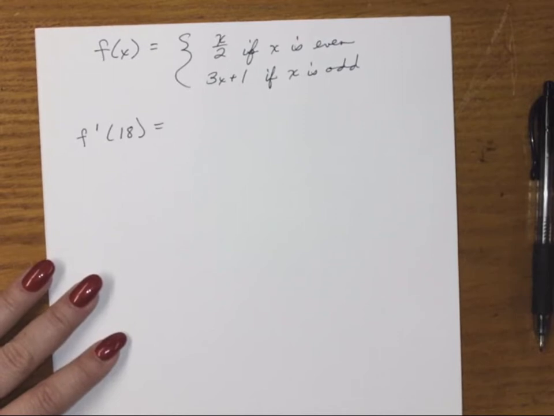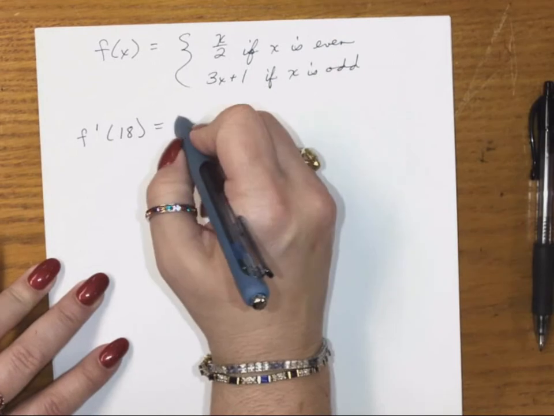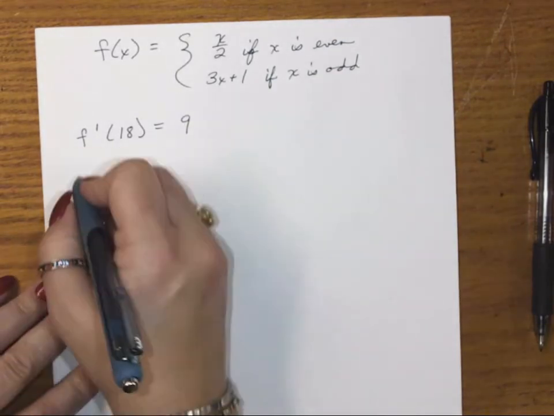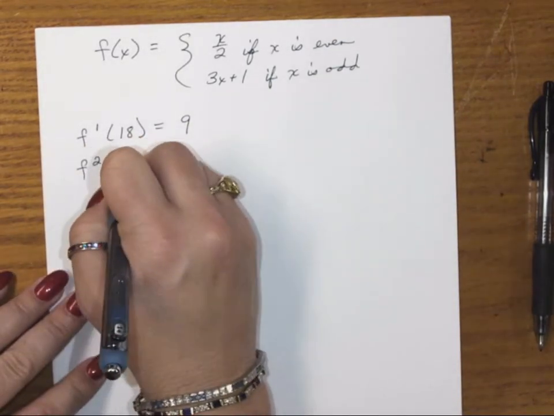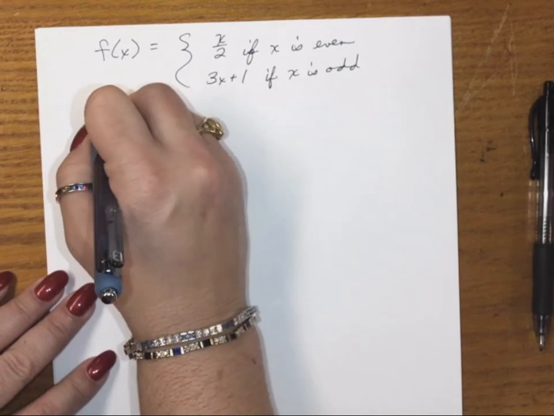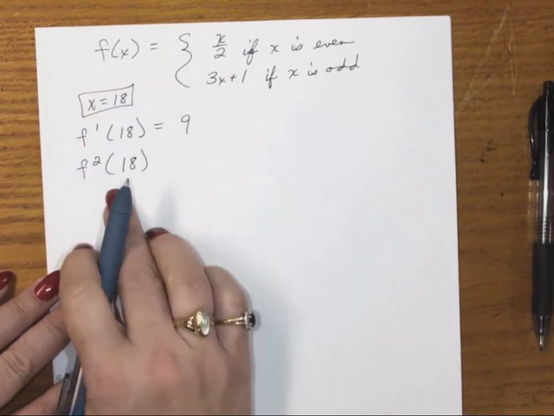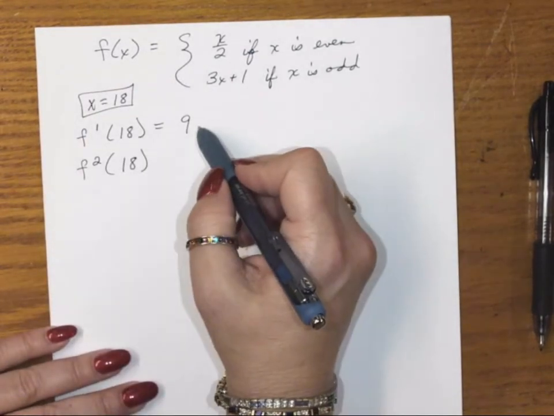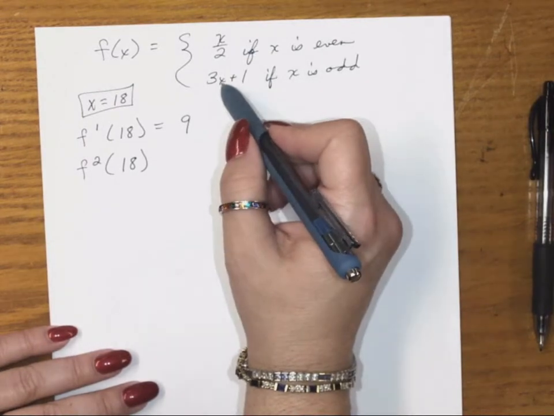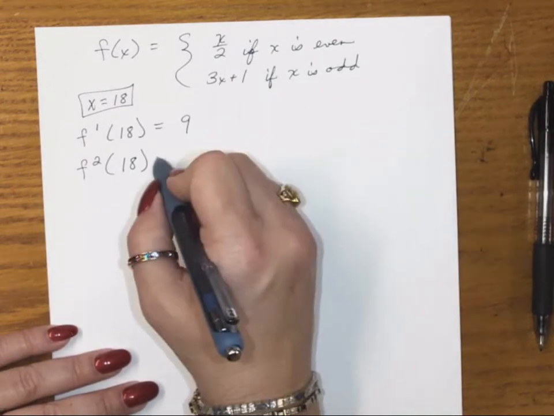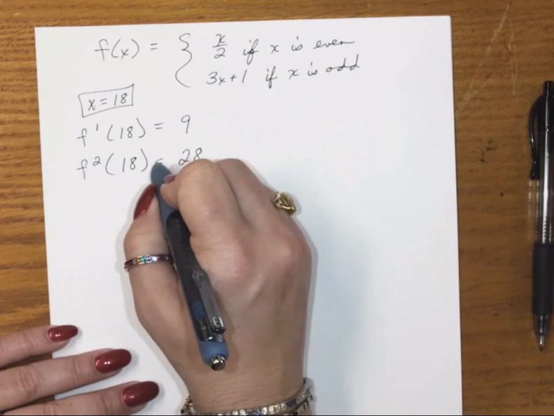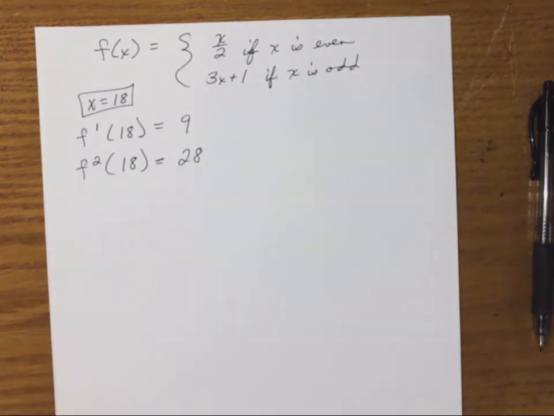So when we put in the 18, we get an even number. So we go for this first guy, divide by 2, we get a 9. And then on the second iteration of the 18, I said x is 18. 9 is odd, so I'm going to have to multiply. So that's 27 plus 1. That's a 28. Again, you can see this ballooning effect. All of a sudden, we went from 9, whoa, way up to 28.